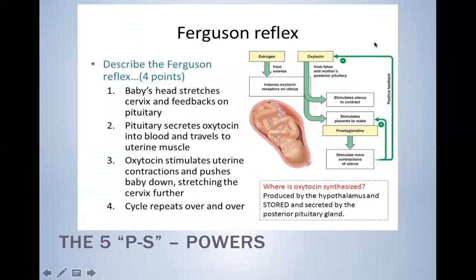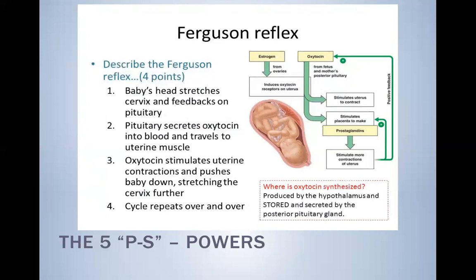So what is Ferguson's reflex? Ferguson's reflex essentially is the urge to push. What's happening here is that the head is pushing down on the cervix and on the rectum, which is going to provide feedback to the pituitary, which is going to provide more oxytocin, which is going to provide stronger, more frequent contractions, and is going to push the baby down further.